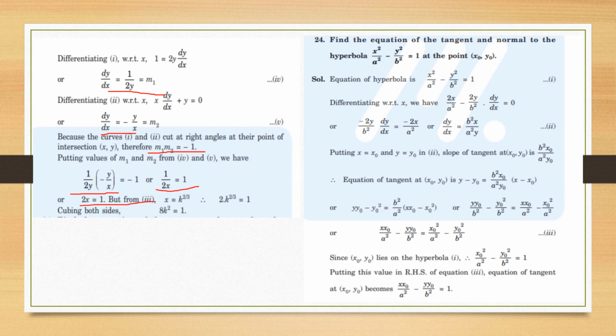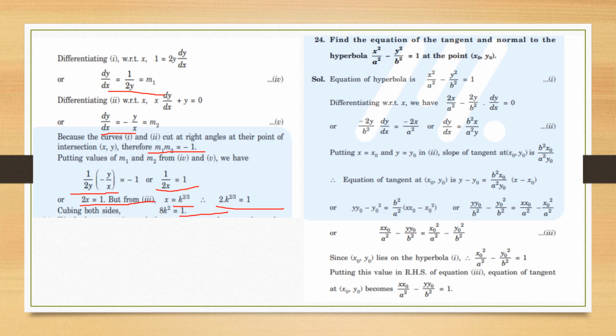Okay, but from equation number 3, what I need to do is I'll put the value of x, that is k raised to power 2 by 3. So this 2k raised to power 2 by 3 equal to 1. Okay, so what I need to do is I have to remove this power 3 from the bottom. So what I'll do is cubing. So cubing 2 is 8, and k square is left, and the cube of 1 is 1 itself.